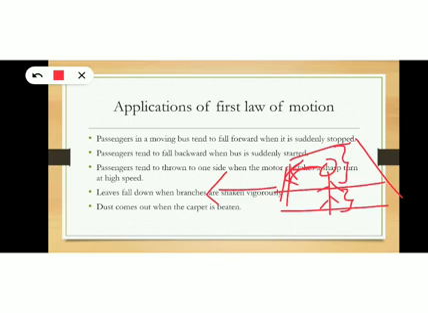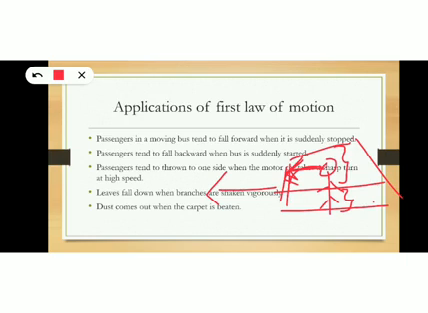So whenever the bus is suddenly stopped, the lower part of the body is also stopped suddenly, but at the same time your upper part of the body will continue to move in this direction because your upper part of the body is in a state of inertia. It doesn't like to change its state of motion. Okay, so when the bus is suddenly stopped, the lower part of your body is suddenly stopped, but at the same time the upper part of your body continues to move with the same velocity due to inertia of motion.